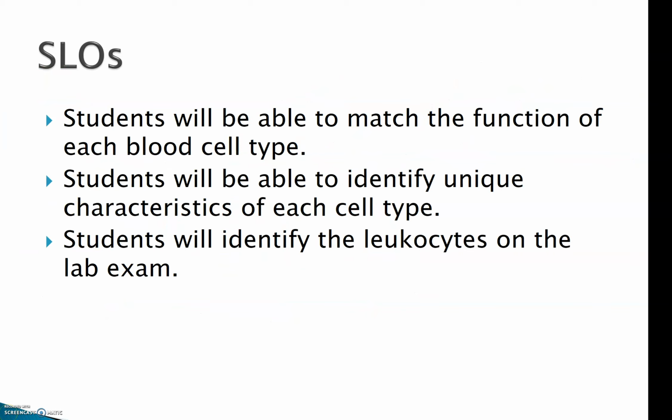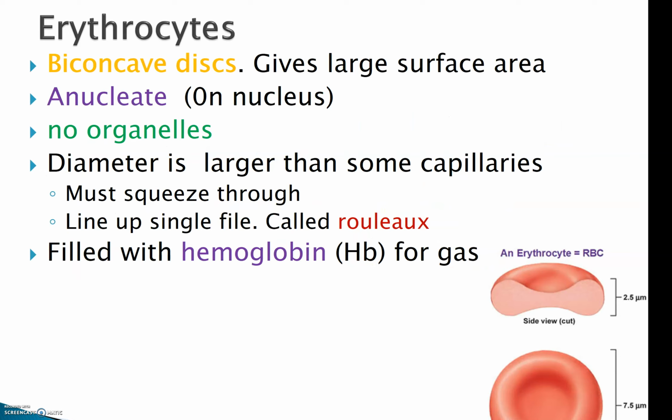In this part, we are going to look at those blood cells in detail. We will match the function of the cell with the cell type and identify unique characteristics. And on the lab exam, you have to identify leukocytes, which are white blood cells. So, erythrocytes, that is red blood cells.